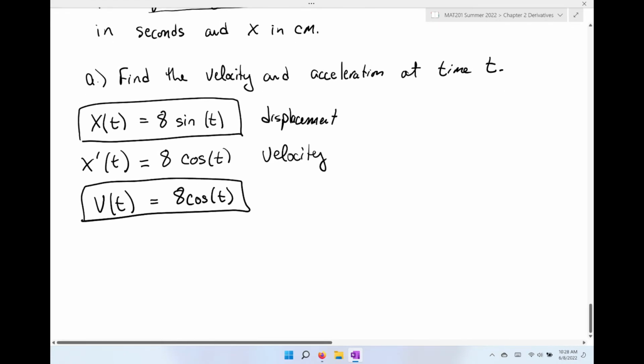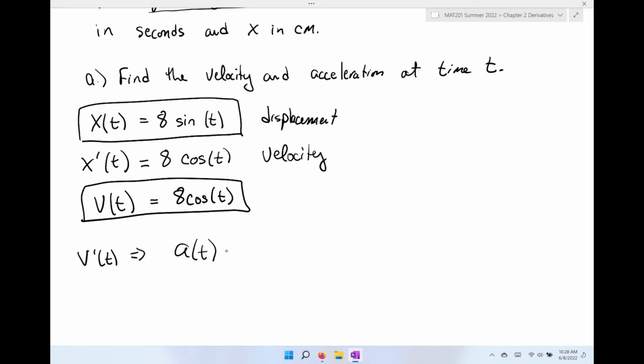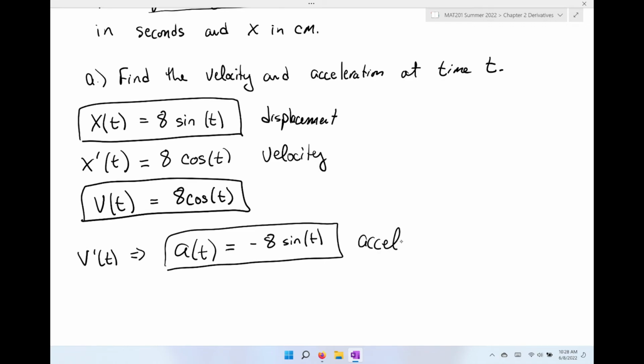Now we know the derivative of velocity is going to be our acceleration. So we just have to differentiate 8 cosine of t. And remember, the derivative of cosine is negative sine. So this is going to be negative 8 sine t. And right there is our acceleration. And part A is done.